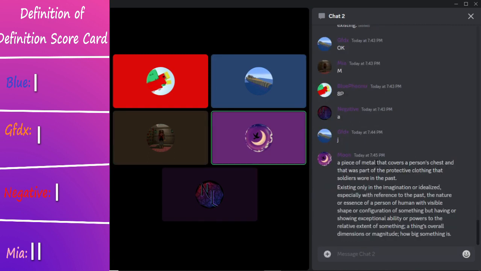Anyways, moving on from that, the next definition. Existing only in the imagination or idolized, especially by references to the past. The nature or essence of a person, of human, with visible shape or configuration of something, but having or showing exceptional ability or powers. The relative extent of something. A thing's overall dimensions or magnitude, how big something is. There are so many somethings in that definition. It's absurd. Alright, you guys can go for it in 3, 2, 1, go!